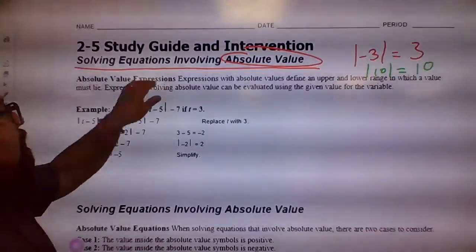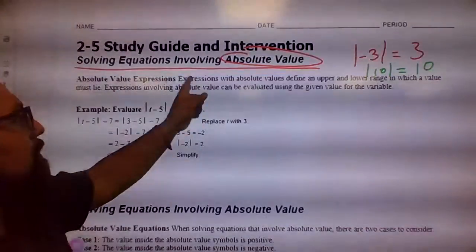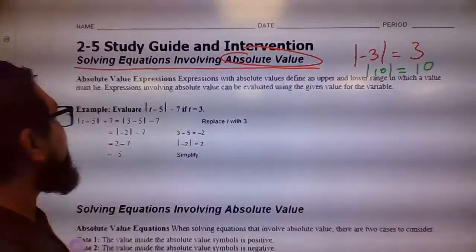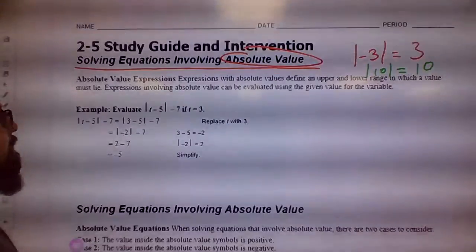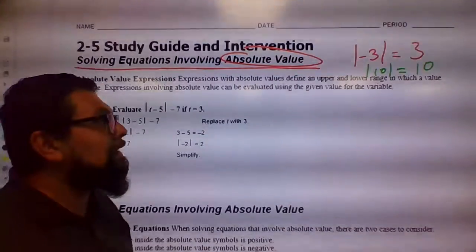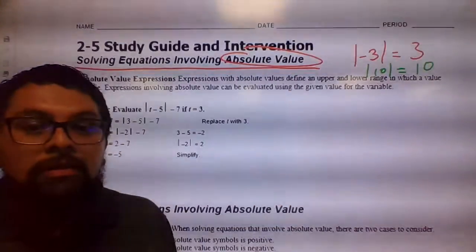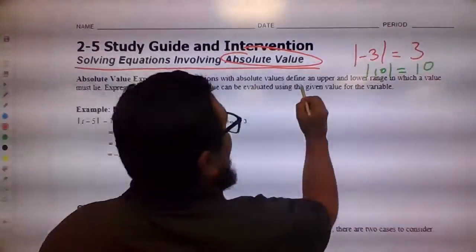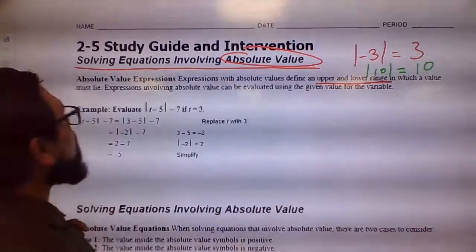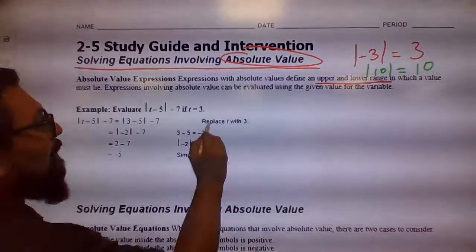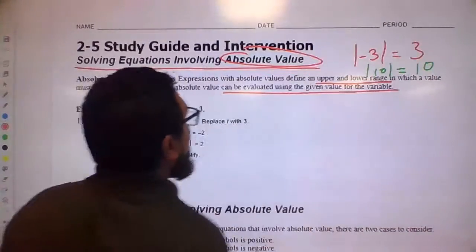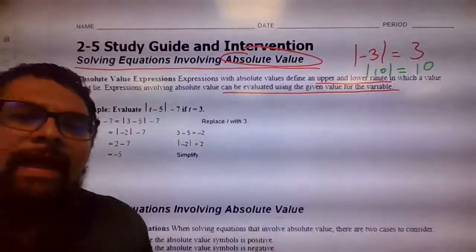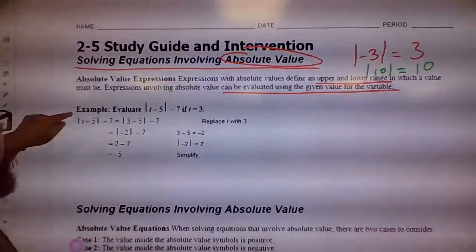So you have absolute value expressions. Absolute value expressions define an upper and a lower range in which a value must lie. Expressions involving absolute value can be evaluated using the given value for the variable. Okay, so let's highlight a few things for this one: define an upper and a lower range, and can be evaluated using the given value for the variable. Okay, so let's go ahead and actually practice it and see what that means. Okay, here we go. So we have an example.